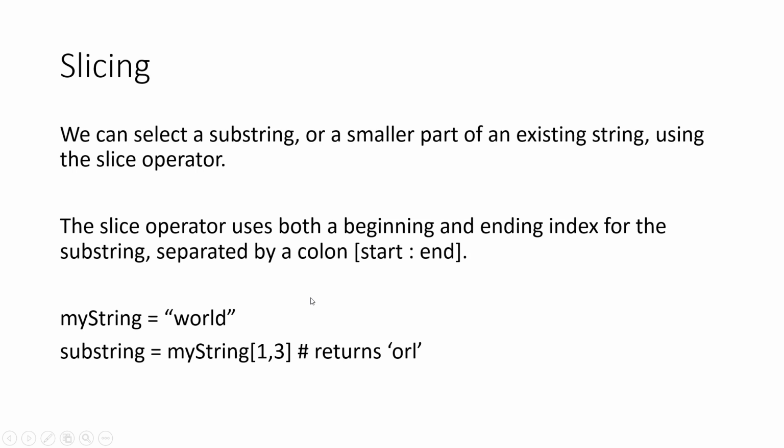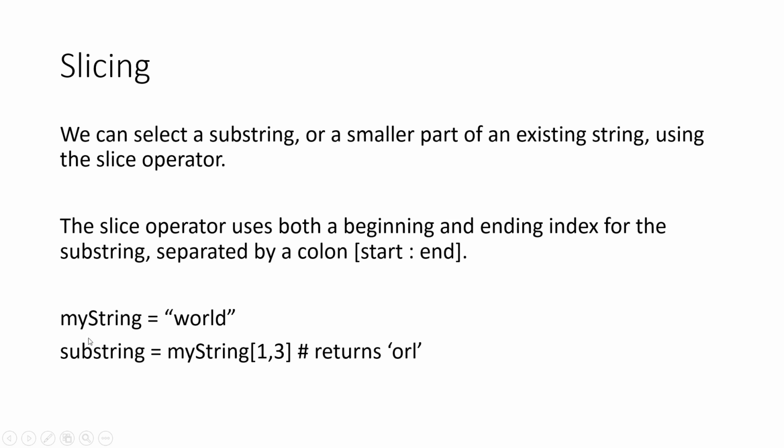Now, one of the powerful things we can do with strings is actually called slicing. We can do slicing to select a substring, or a smaller part of an existing string, using the slice operator. The slice operator uses both the beginning and ending index for the substring, separated by a colon. And it uses this format. We have square brackets representing the index in the string, and we have the starting index followed by a colon followed by the ending index.